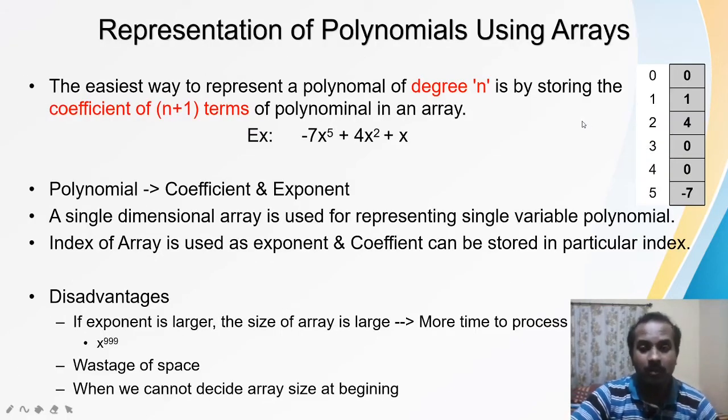Representation of the polynomials using the arrays. The easiest way to represent the polynomials of degree n is by storing the coefficient of n plus 1 terms of polynomials in an array. When I am having the polynomial, just check the highest degree. For example, in this example, that is minus 7x to the power 5 plus 4x to the power 2 plus x, the highest degree is 5.